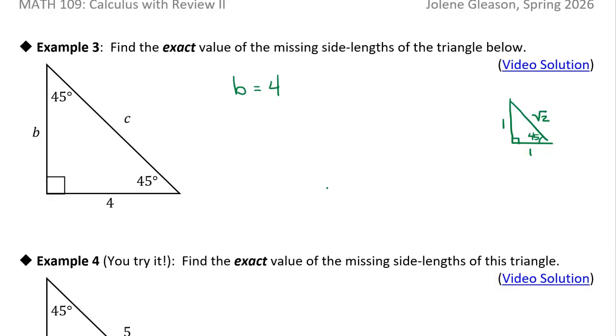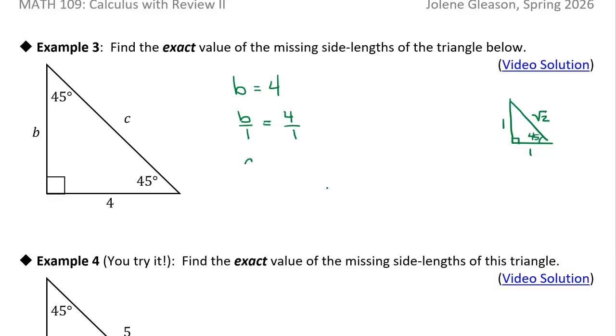We could take the side we're looking for, let's say side B, over the corresponding side, which is 1, and we also know the 4 of the triangle in the example here corresponds with the 1 on the other side. So you could set up the ratios. In this case, again, it's this isosceles right triangle, so it's pretty safe to say that both of the legs have to be 4.